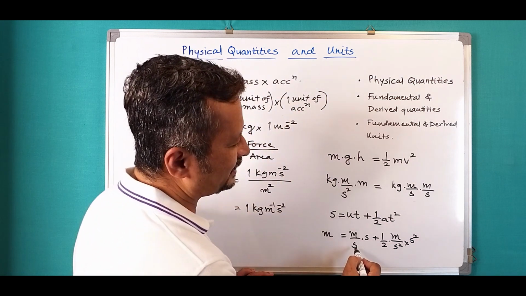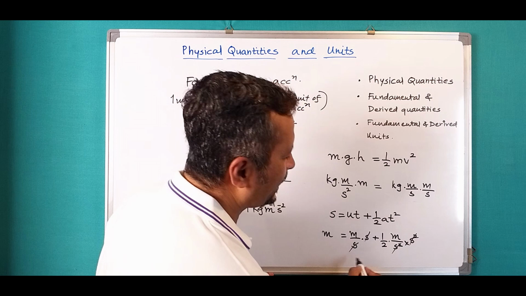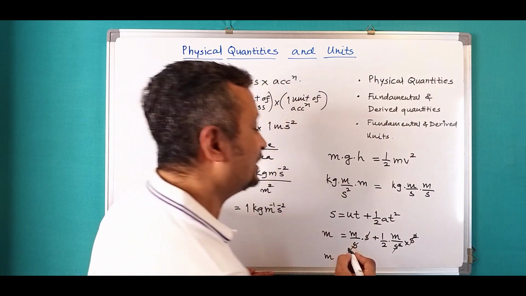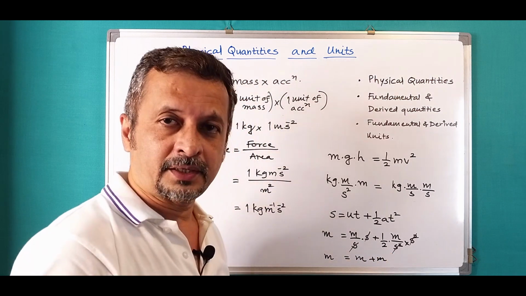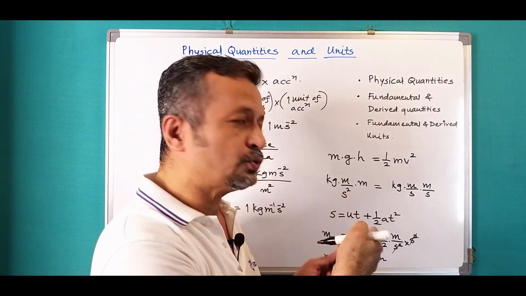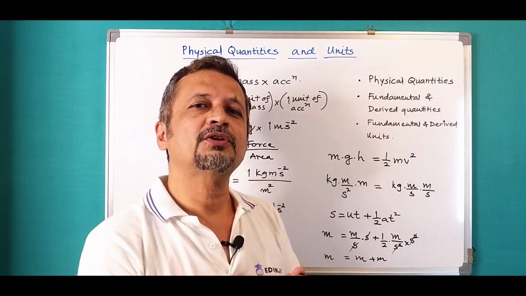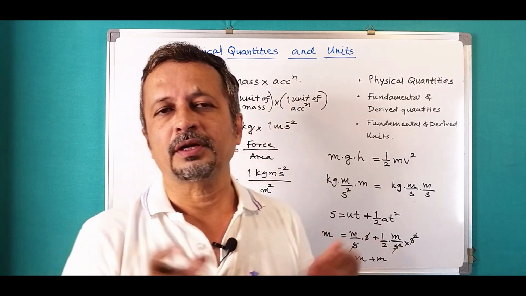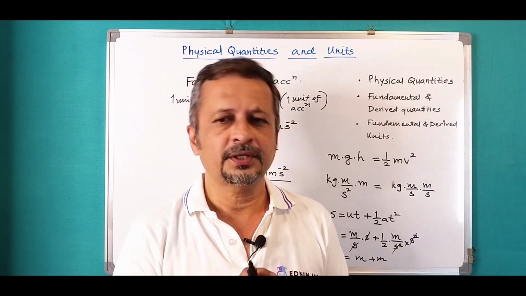So if you check, the seconds get cancelled here, this second square gets cancelled here, and so the left hand side is in meter and the right hand side is also in meter, correct? So that shows that these equations are homogeneous. The units on the left hand side and units on the right hand side are equal. So that was about physical quantities and units.